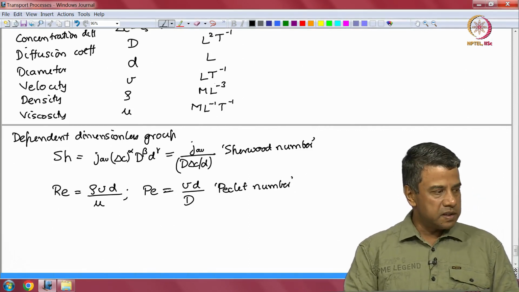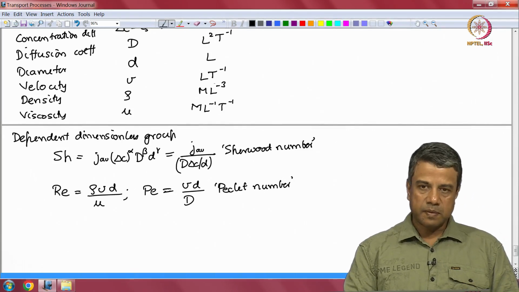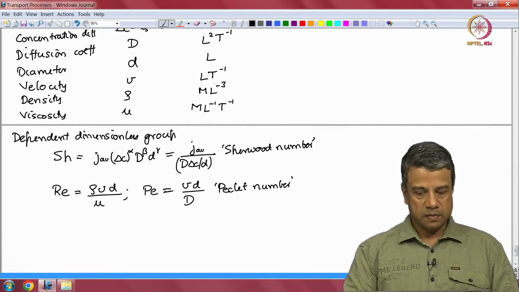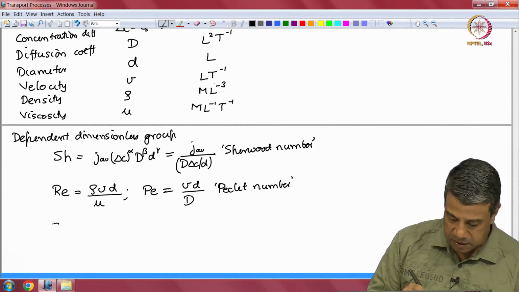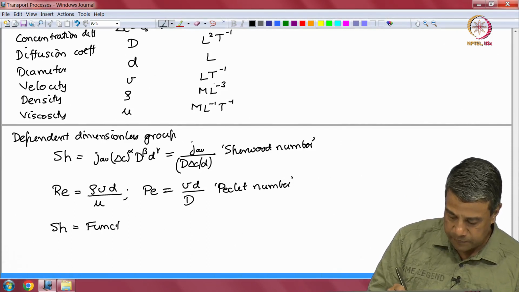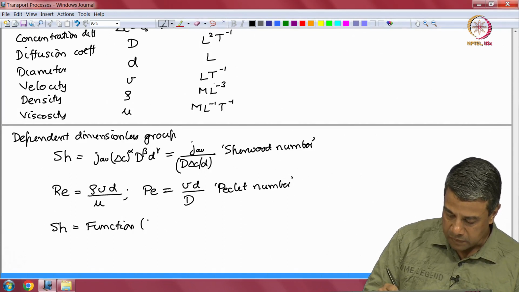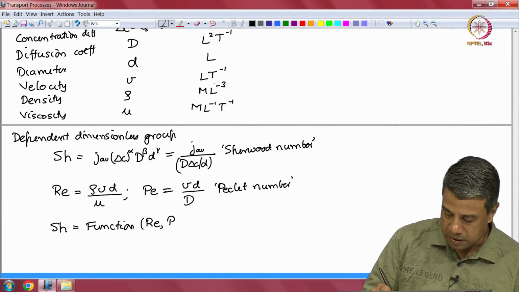So, the Sherwood number is the dependent dimensionless group, the Reynolds and the Peclet number are the independent dimensionless groups. Therefore, the correlation between these will be necessarily of the form Sherwood number is equal to some function of Reynolds number and the Peclet number.